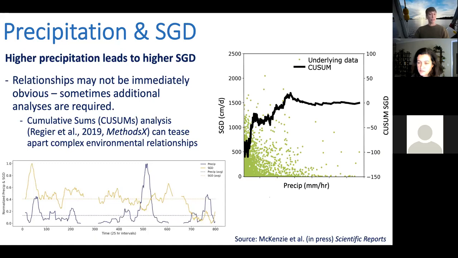So then we did this cumulative sums analysis looking at driver response relationships. And the plot on the right side of the slide shows the results of that. So the underlying data are in those green dots, that's SGD versus precipitation. You can see it kind of looks like a mess, as I think it typically does when you plot these relationships. But through the cumulative sums analysis, and that's shown in the black line, plotted on the secondary y-axis, it actually is showing that precipitation is driving an increase in SGD. And so this is just an example of some of these newer techniques, or maybe less traditional techniques, and how they can be used in the context of SGD research.